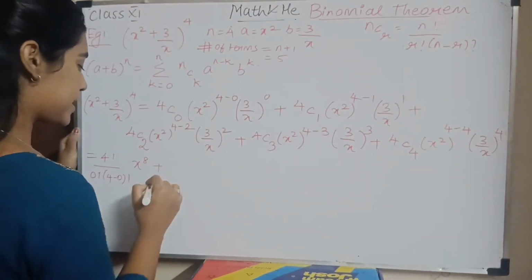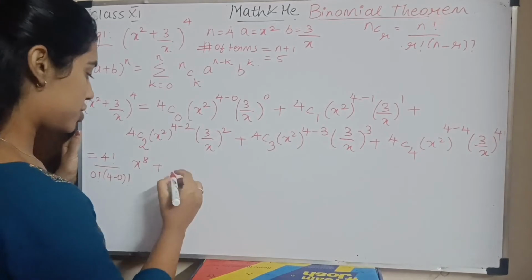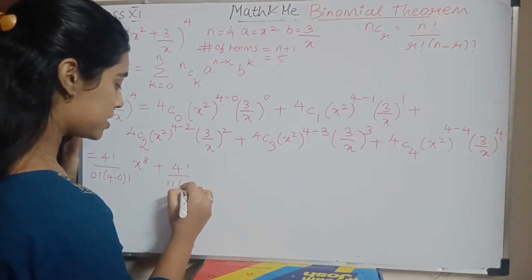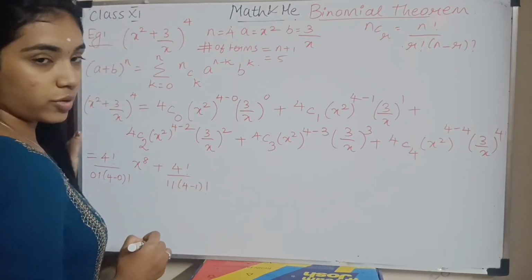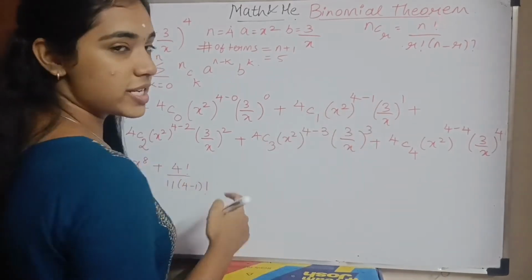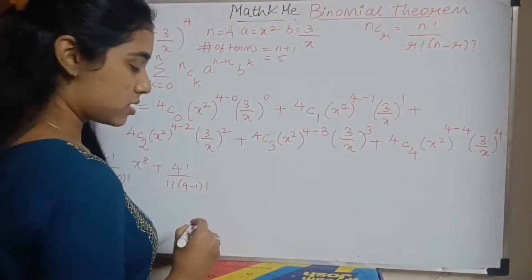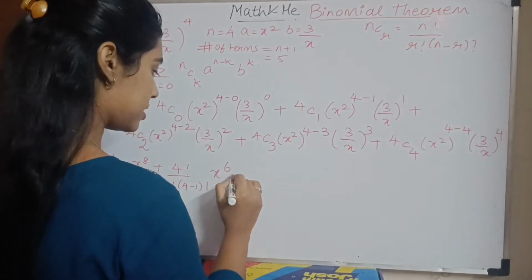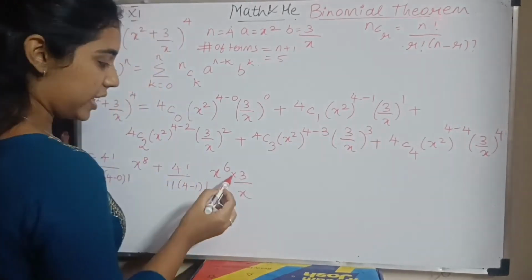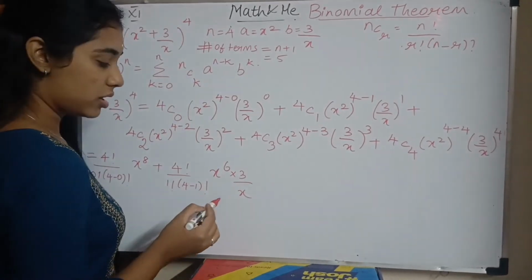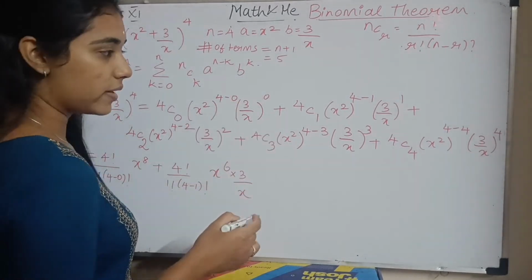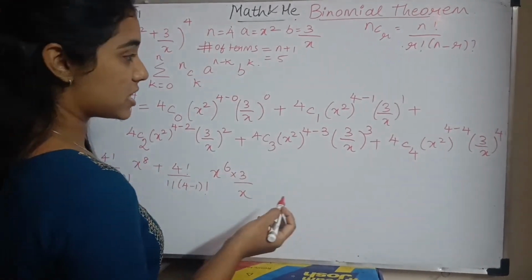What is my second term? 4C1, which is 4 factorial divided by 1 factorial times (4 minus 1) factorial. x square to the power 4 minus 1 is 3. 3 2s are 6. So I have x power 6 times 3 by x. Don't let the multiplication symbol and x look the same, and don't cancel the multiplication sign.